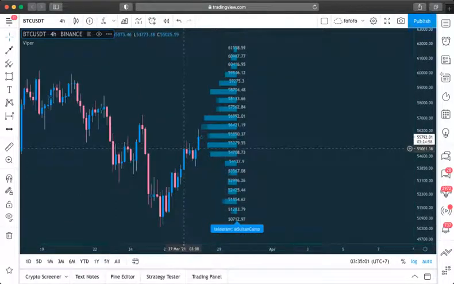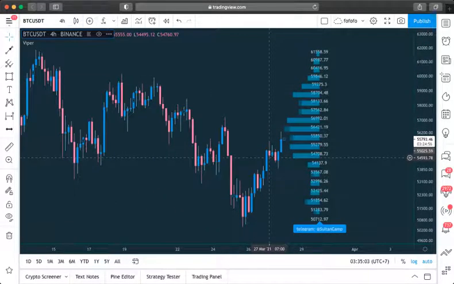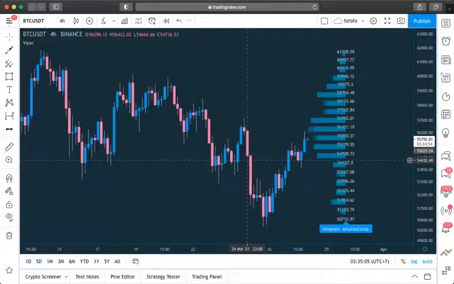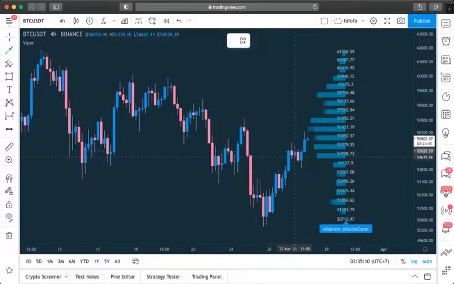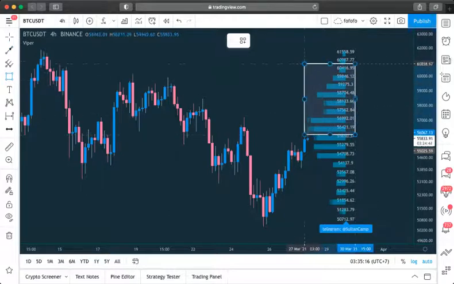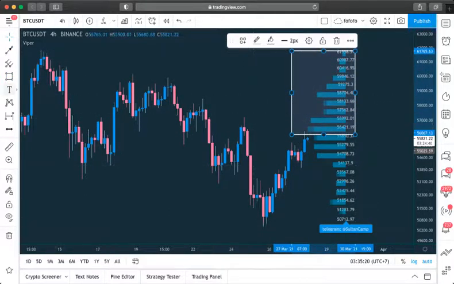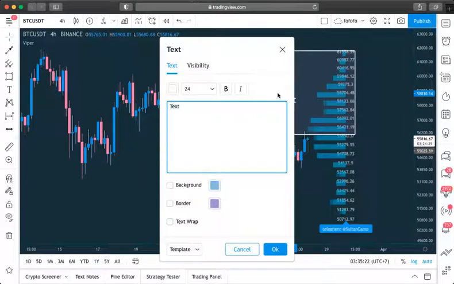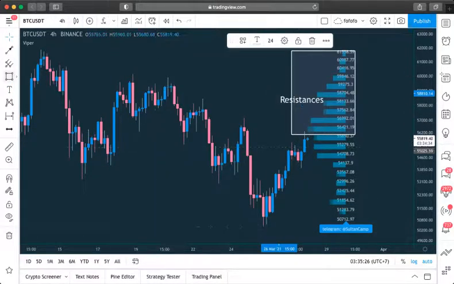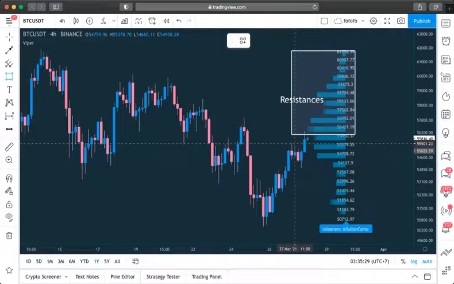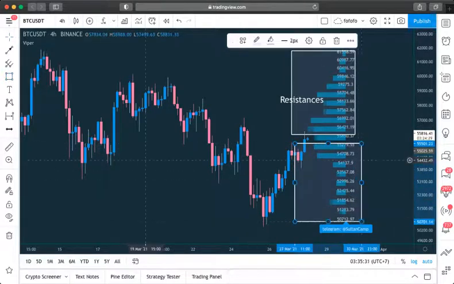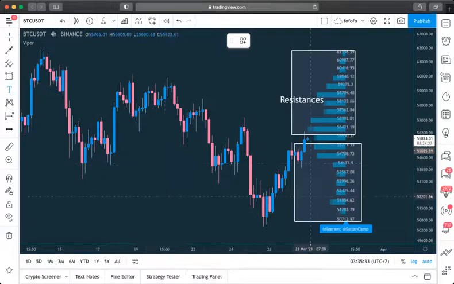If you see right now, the VIPER is already installed in the chart. What is the bar about? Each bar represents support and resistance. If the bar is above the current price, we call it resistance, and if the bar is below the current price, we call it support.